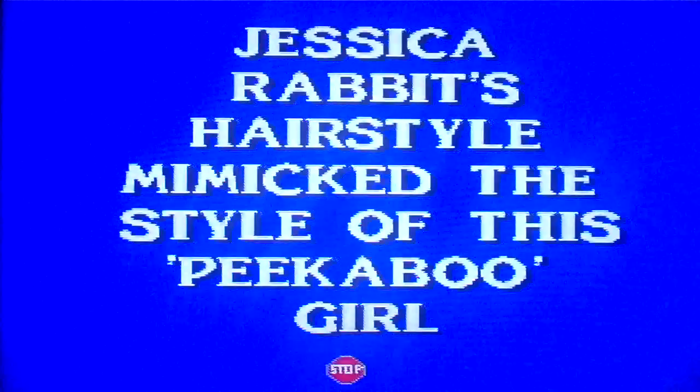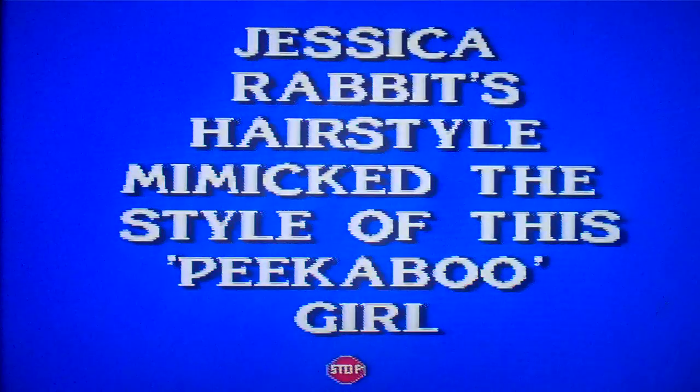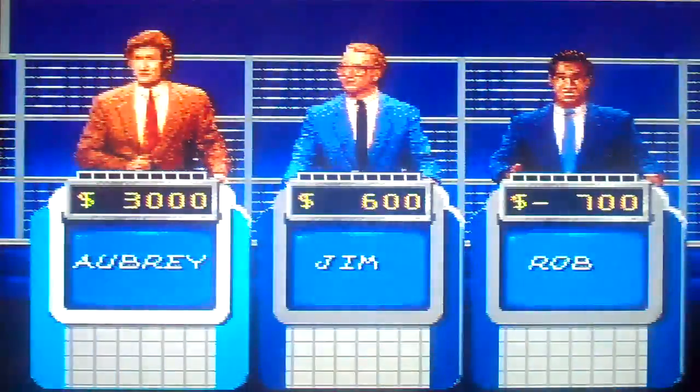Nicknames 500. The answer is... Jessica Rabbit's hairstyle mimicked the style of this peekaboo girl. Who's Veronica Lake?